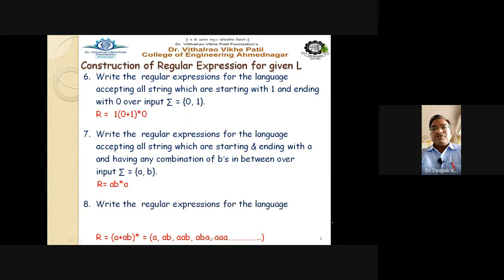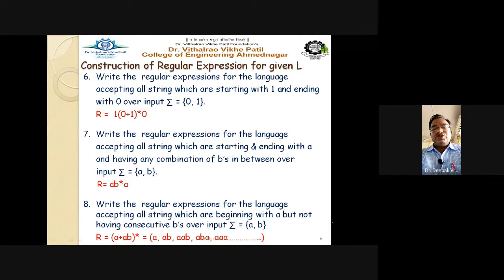Write the regular expression for the language accepting all strings which are beginning with A but not having consecutive B over input sigma equal to {A, B}. Okay, somewhat tricky it is. So we have to write the regular expression for the language accepting all strings which begin with A, meaning the beginning must be with A, but do not have consecutive B's. Consecutive B means this string must not contain BB.